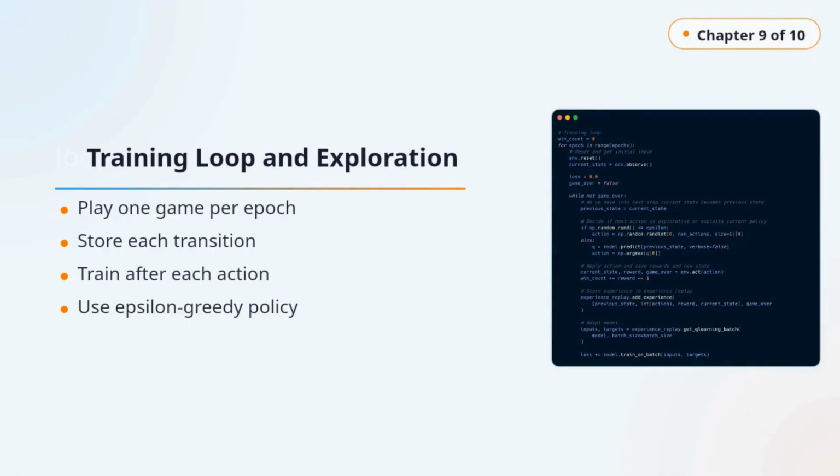For choosing actions, the code uses an epsilon greedy strategy. Most of the time, the agent picks the action with the highest predicted queue value, but some of the time, around 10% in this article's example, it chooses a random action. This exploration is very important, because without it, the agent may never discover better strategies.